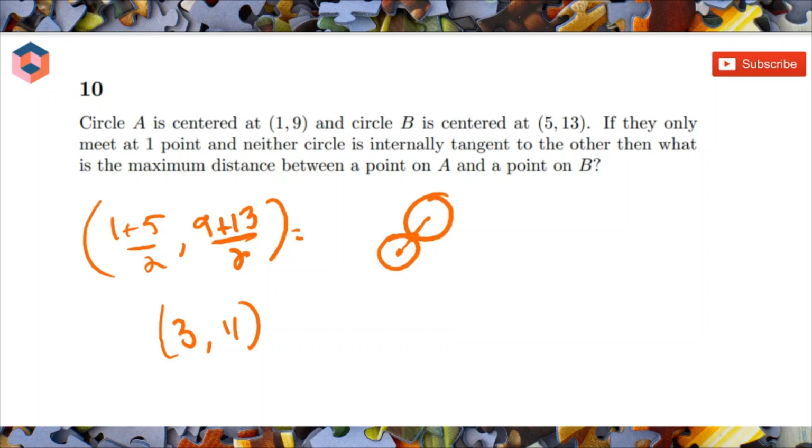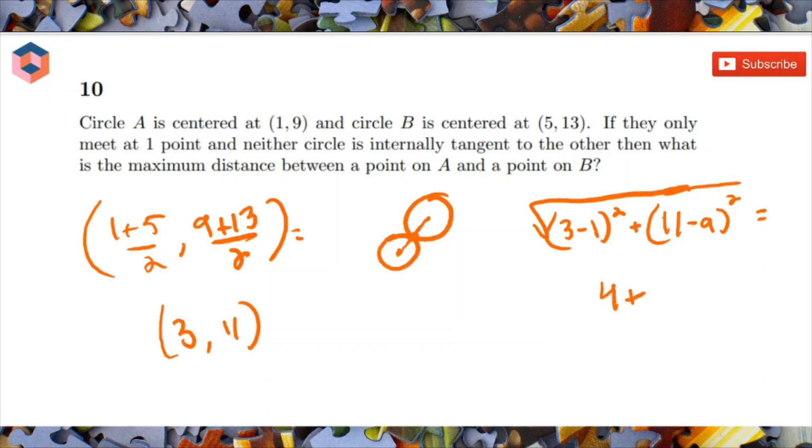Okay, and now we can use the distance formula to find the radius. Let's use 3, 11 and 1, 9 as our points. We have square root of 3 minus 1 squared plus 11 minus 9 squared. We're sort of assuming you know the distance and midpoint formula for these two questions. This gives us 4 plus 4, since 11 minus 9 is 2 and 2 squared equals 4. Square root of 8 equals 2 root 2. So the radius of both the circles is 2 root 2.